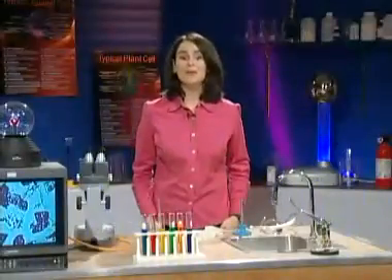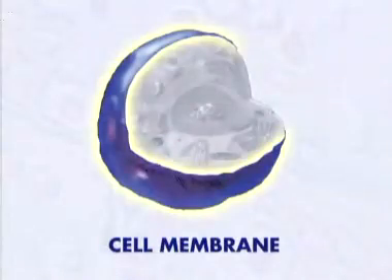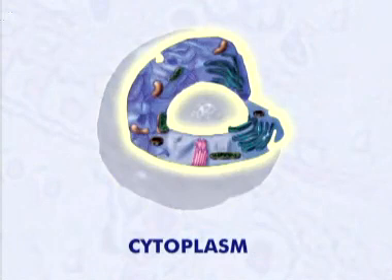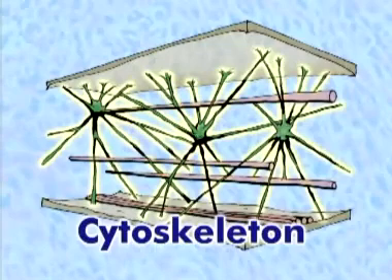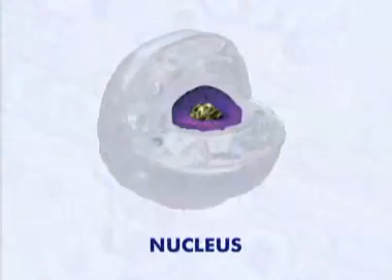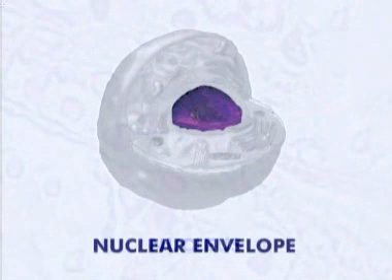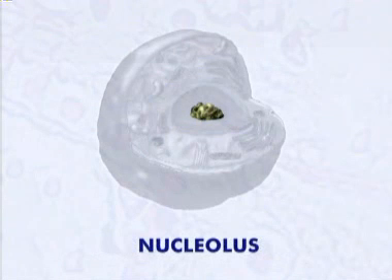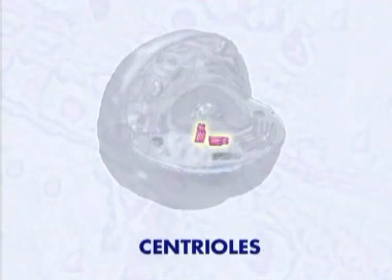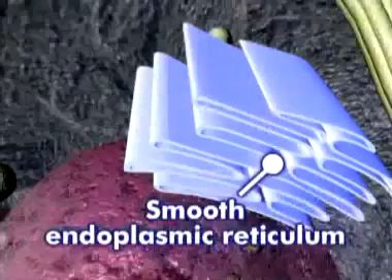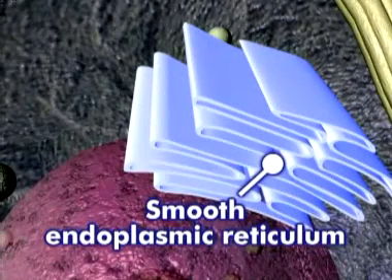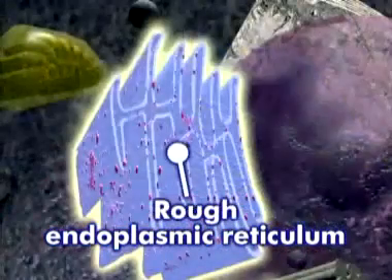Well, we've hit our halfway point. I've reviewed the cell membrane, the cell's gatekeeper, the cytoplasm, the area inside the cell membrane without the nucleus, the cytoskeleton, protein fibers for support, the nucleus, the control center, the nuclear envelope, the membrane surrounding the nucleus, the nucleolus, the small dark area in the nucleus, centrioles, which make spindles that help during cell division, smooth endoplasmic reticulum, the organelle that makes fats and carbohydrates and removes toxic substances, rough endoplasmic reticulum.